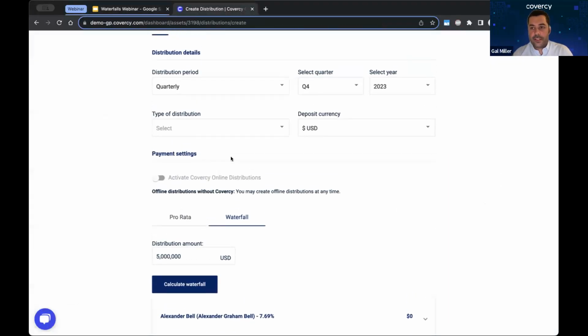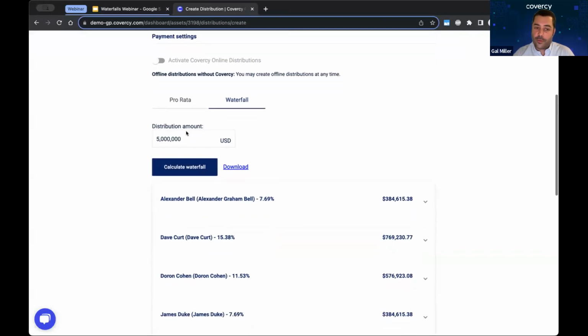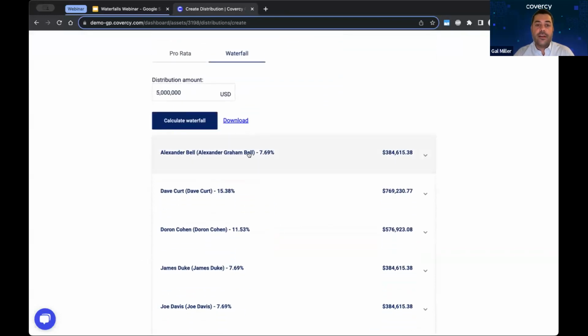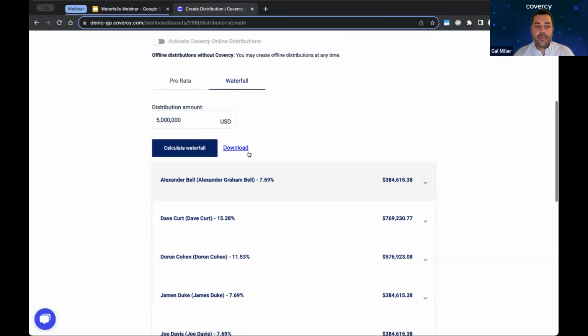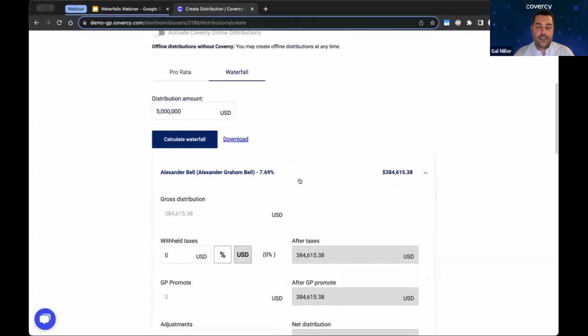We are here on the CoverC GP platform. We're going to run a waterfall on a Q4 23. I'm going to run a waterfall for 5 million. It only needs to be configured in the platform once, and then it took 1 second to calculate. We can see how much each investor needs to receive. Currently there's only one hurdle, the return of capital, because 5 million was not enough to cross this hurdle.